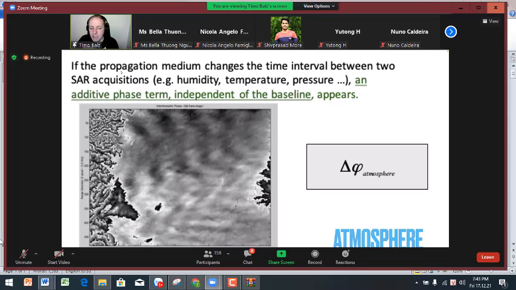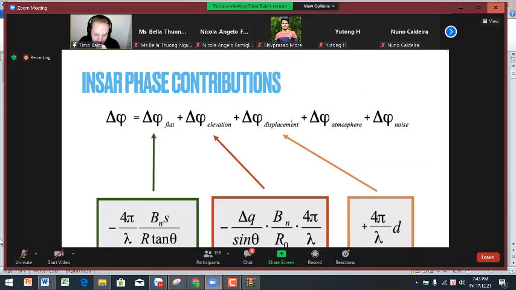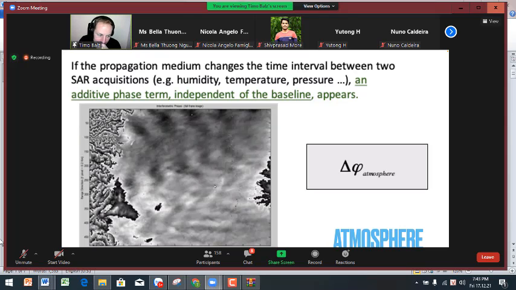Okay. Now, we still have the atmosphere in our differential interferograms. The atmosphere is an effect that influences our interferograms, especially the differential interferograms, because we have a time difference in them. If we have a time difference, the weather is changing, so we have an atmospheric difference in it.